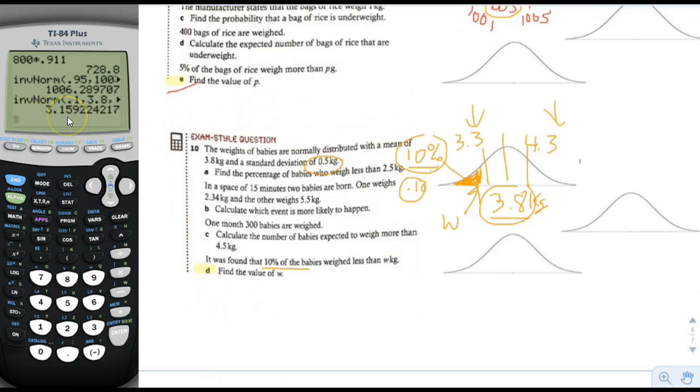In the old days, we used to look up these numbers in a table. 3.16. So the weight is equal to 3.16. I mean, the calculator is much easier than looking it up in the table. So 3.16 kilograms is the weight that 10% of the babies are less than.